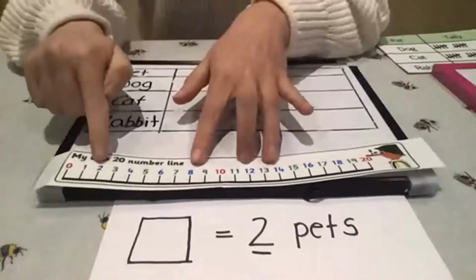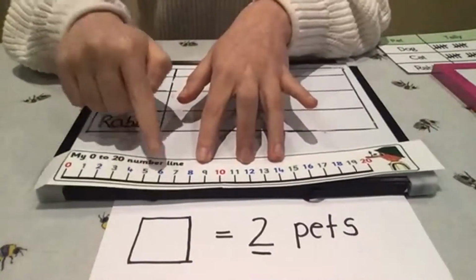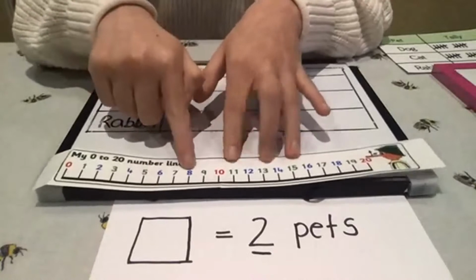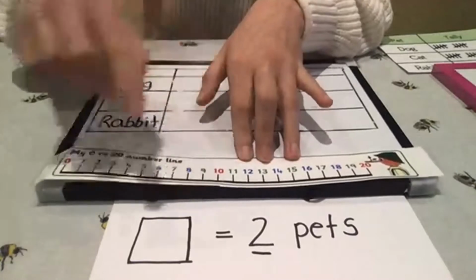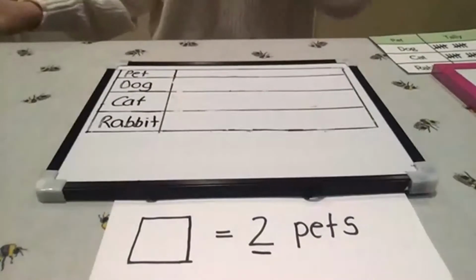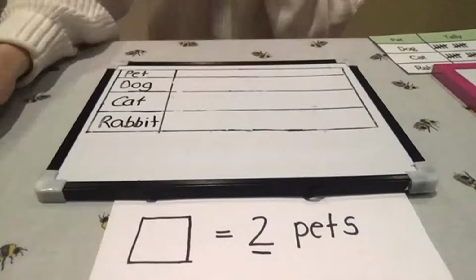So I've got 1 step, 2, 3 gets me to 6, 4 gets me to 8, and 5 gets me to 10. So I've done 5 jumps of 2. So therefore, I am going to need 5 squares on my pictogram for dogs.